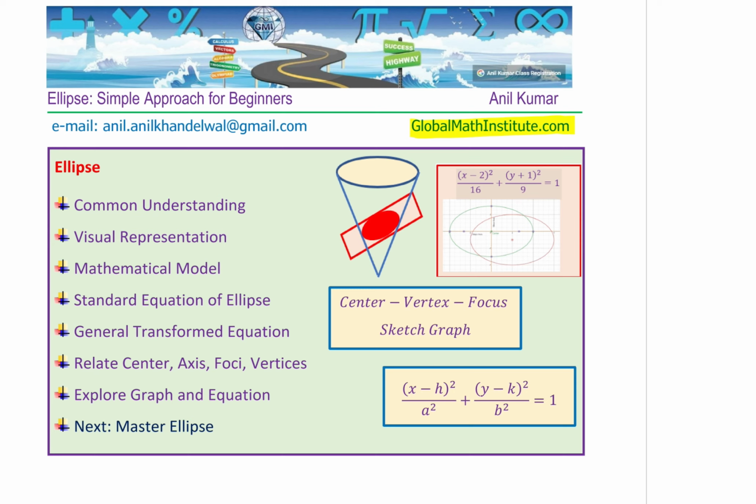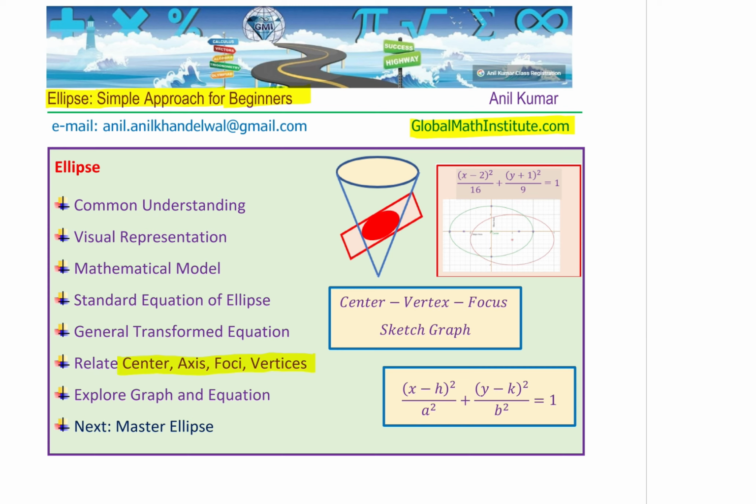In this particular video, we have adopted a very simple approach for beginners to understand what an ellipse is. How do we model it and how do we find the parameters of an ellipse? Mainly, how do we find the center, axis of symmetry, foci and the vertices from the given equation of an ellipse?